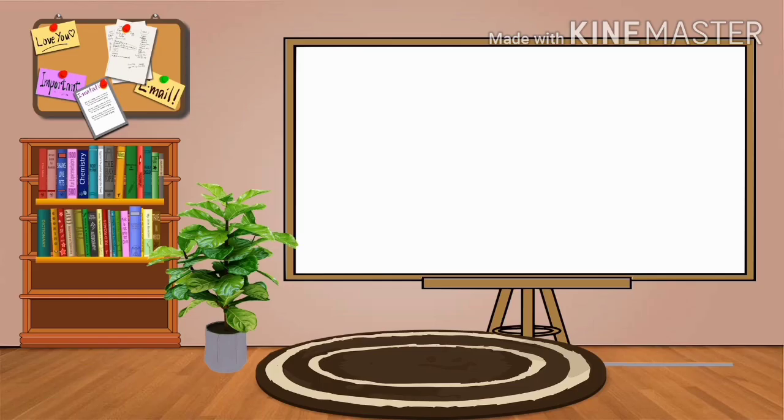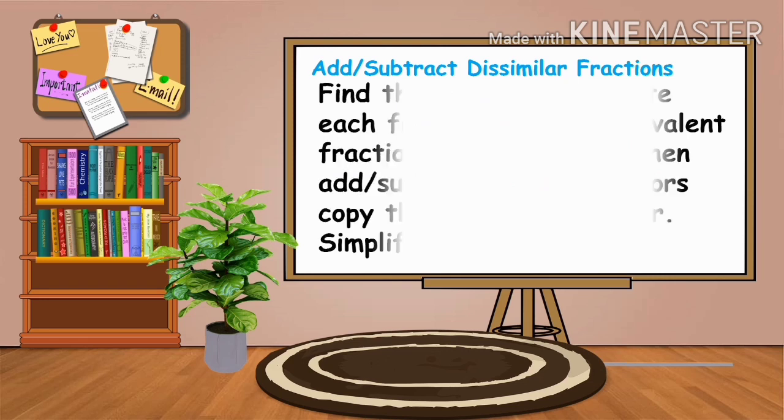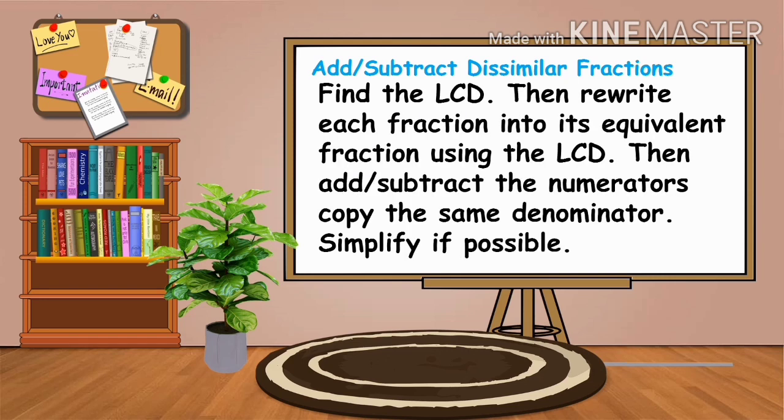Yan dito, sa pag-a-add and subtract, dissimilar fractions naman. So remember that when we add or subtract the similar fractions, we have to find the LCD. Then we write each fraction into its equivalent fraction using the LCD. Then add or subtract the numerators, copy the same denominator, and simplify if possible. So here's how we add and subtract the similar fractions.